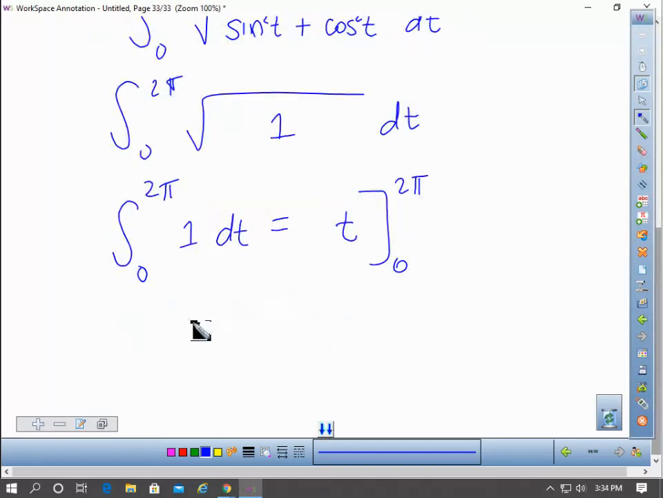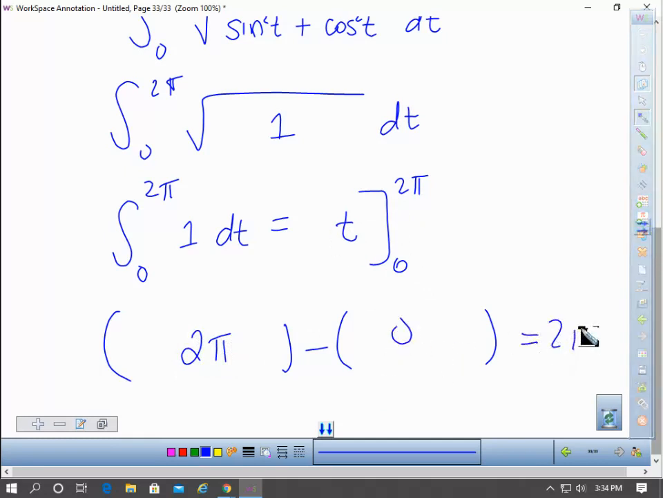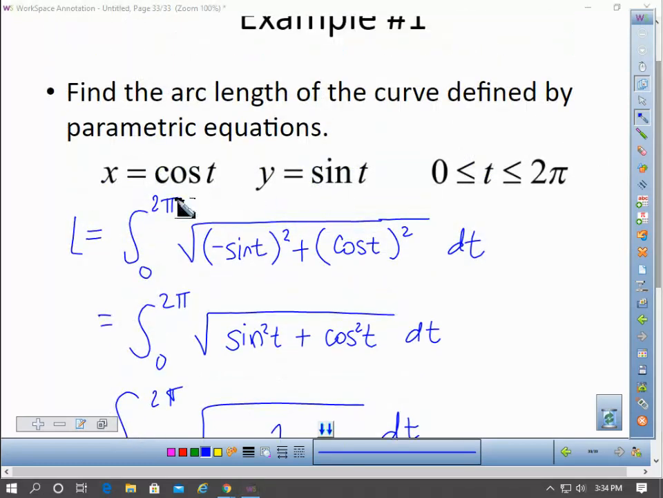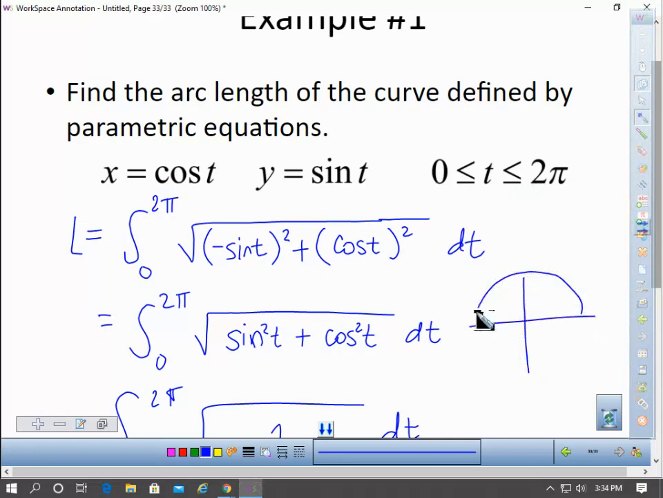All right. So now you do the fundamental theorem of calculus. We put a 2 pi in there, subtract, put a 0 in there, and you get the answer 2 pi, which we know is the circumference of the unit circle. These parametric equations I gave you up here are the unit circle. The x value is the cosine, the y value is the sine. So this actually maps out from 0 to 2 pi one circle, one time on the unit circle.